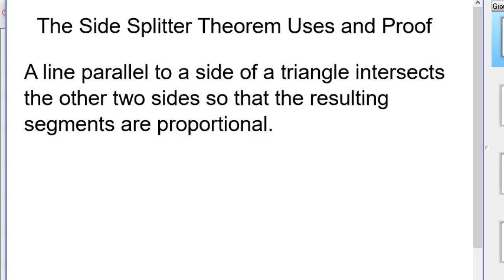So the side splitter theorem says that a line parallel to a side of a triangle intersects the other two sides so that the resulting segments are proportional.